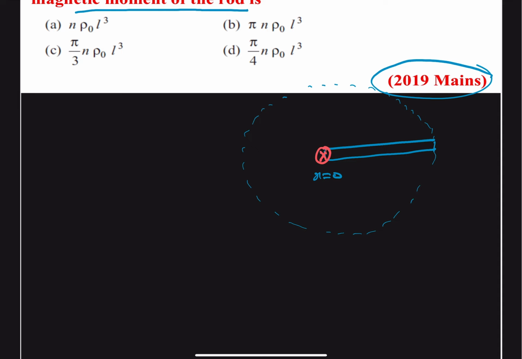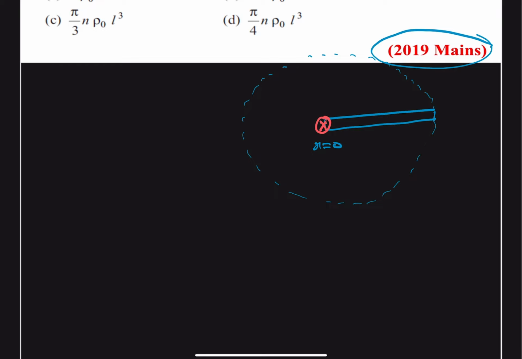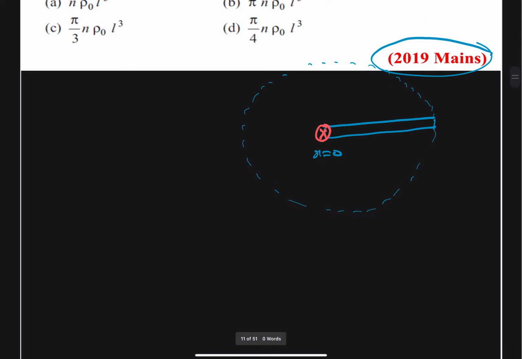And the length of the rod is given as L. So L is the length of the rod, and for the sake of convenience, let us consider a small portion of this rod whose thickness is dx, and it is at a distance of x from the origin.